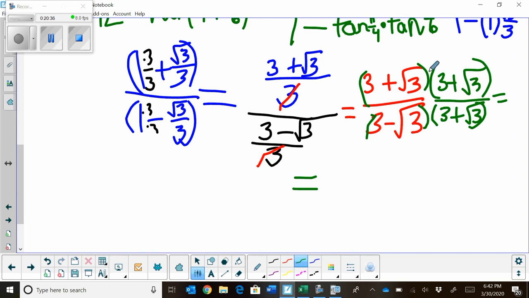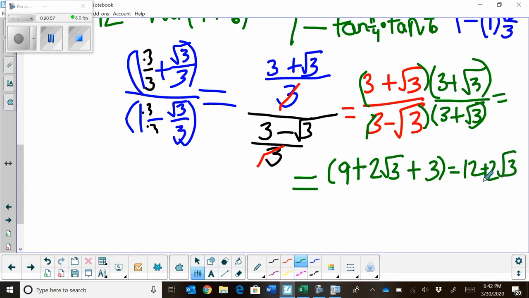Okay, now let's FOIL this all together. So first, outer, inner, last, do all the multiplying. We end up with in the numerator 9 plus 2 square root 3 plus 3, which ends up being 12 plus 2 root 3. Okay, and then on the bottom, we end up multiplying together. First is 9, outer is positive 3 root 3, inner is negative 3 root 3, so they cancel. That's what a conjugate does, minus the quantity 3.